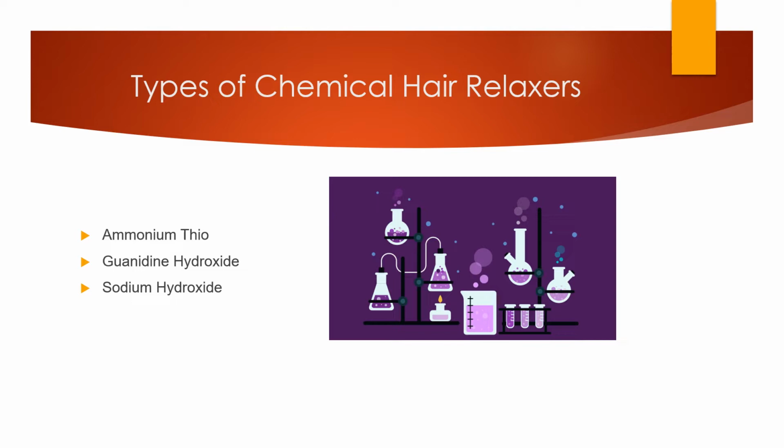The most common types of chemical hair relaxers are ammonium thio, guanidine hydroxide, and sodium hydroxide. It should be noted that thio and guanidine are usually classified as no-lye relaxers, and sodium hydroxide is considered to be a lye-based relaxer.